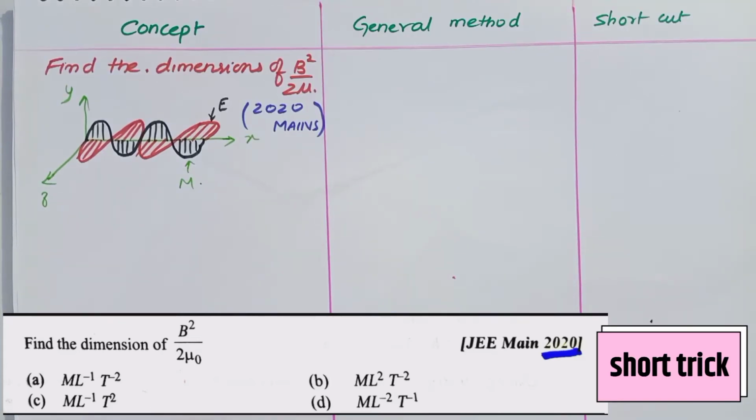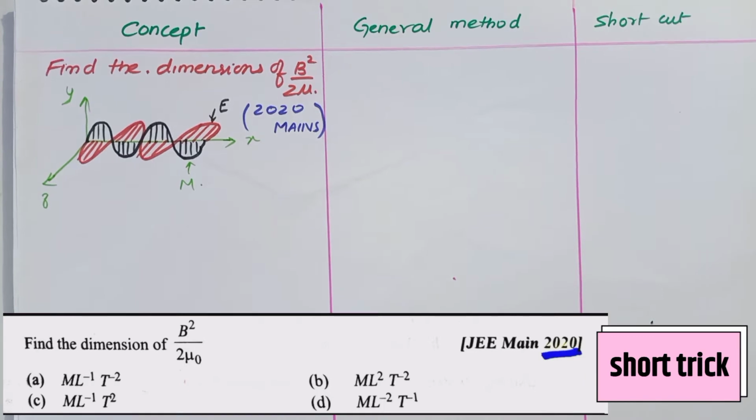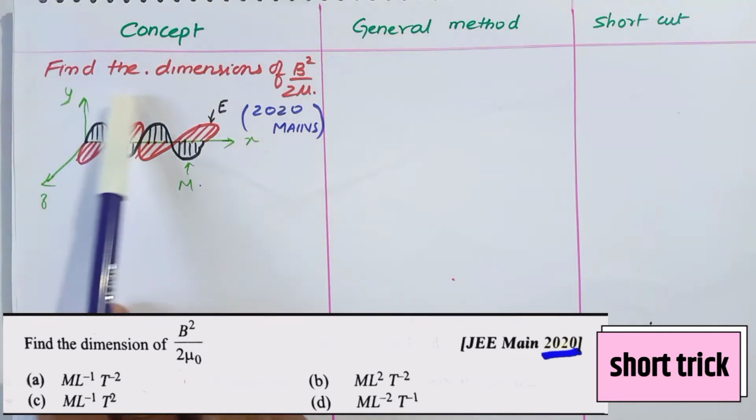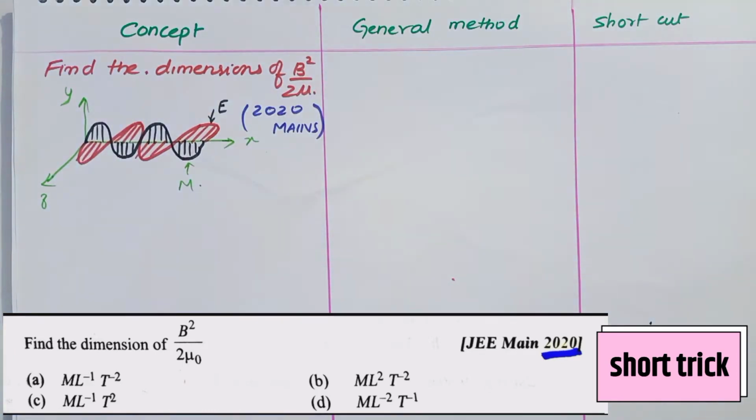Okay, so this is the first topic which I am going to discuss here, and it is going to be a very interesting topic. The first question: find the dimensions of B square by 2 mu. First, I'll discuss the concept. I'll discuss the general method also. I'll discuss the shortcut method also. So all these three I'm going to discuss here now.